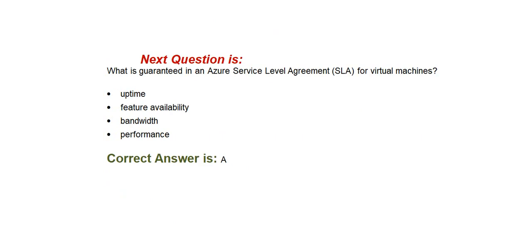Next question is, what is guaranteed in an Azure Service Level Agreement, SLA, for virtual machines? Option A, uptime. Option B, feature availability. Option C, bandwidth. Option D, performance. Correct answer is option A, uptime.